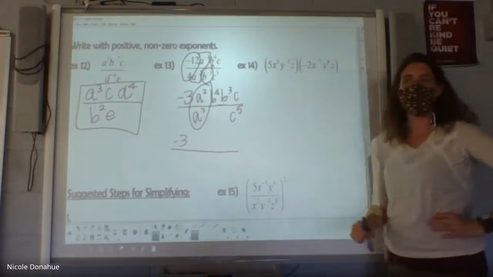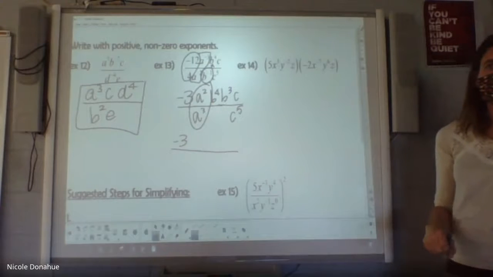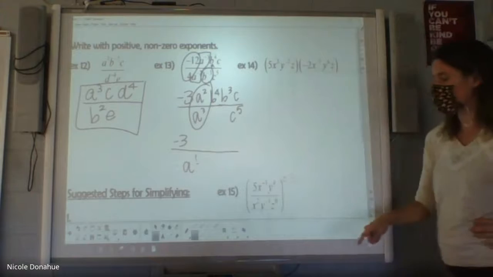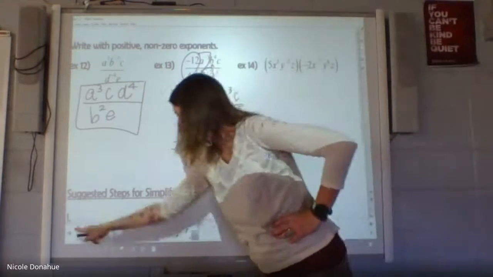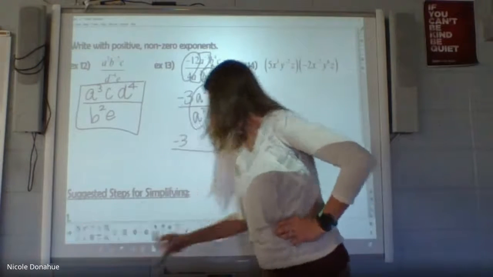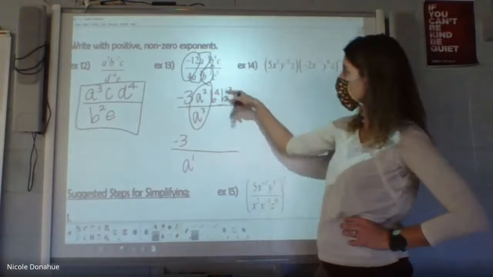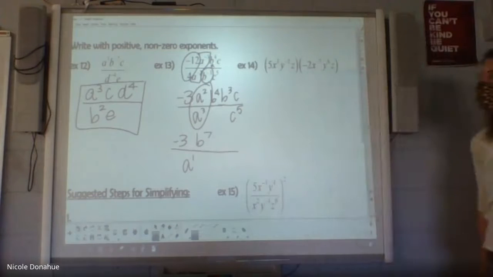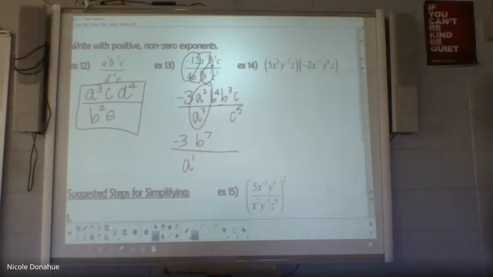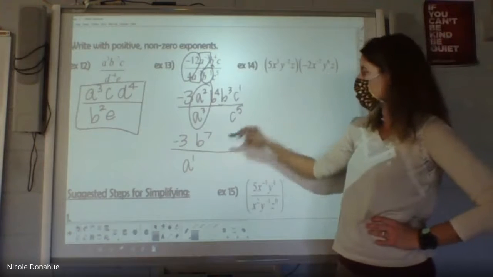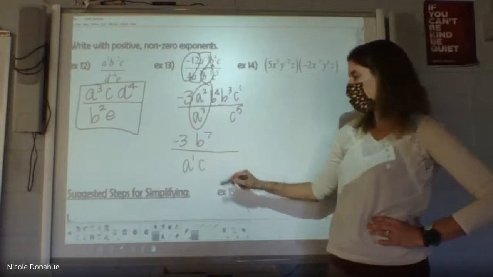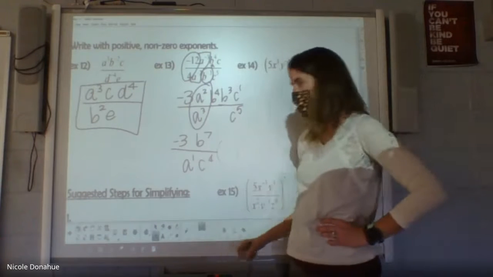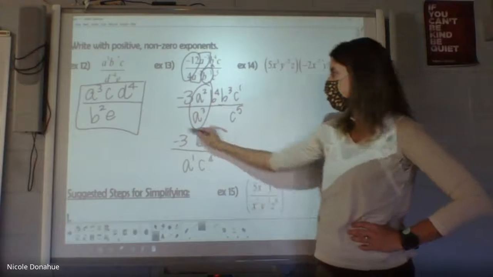How about the a's? Where are there more? Bottom. How many more? One. Where are the b's going to end up? On the top. How many of them? 7. Give me 7 of them because that 3 becomes positive when it gets up to the top. And then how about the c's? More on the bottom. There's 1 on the bottom, 1 on top, 5 on the bottom. So there'll be 4 left on the bottom. 4 more.